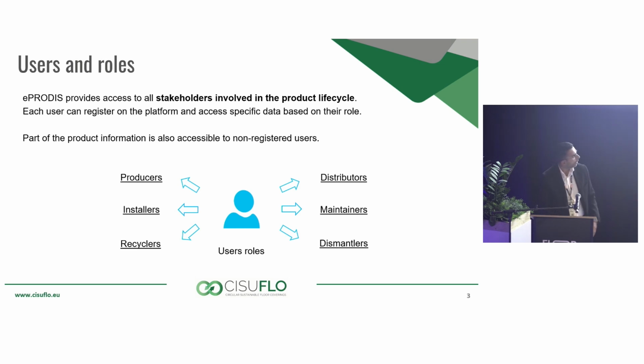Below we can see 5-6 different roles managed by the platform: the producers, installers, recyclers, maintainers, and so on. Each of these users can access a subset of information based on the role. So if I'm an installer and log into the system and search for a product, I can get information about the installation of a product. If I'm a maintainer, the same thing.